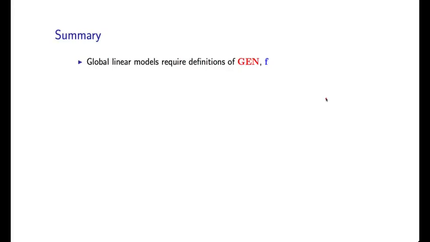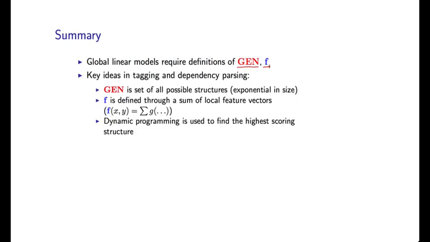So finally, to summarize what we've seen in this week's lectures, global linear models require definitions of this function GEN that enumerates a set of candidates for any input, and this function f that maps any candidate structure to a feature vector. The key ideas in the tagging and dependency parsing models we've described this week are as follows.